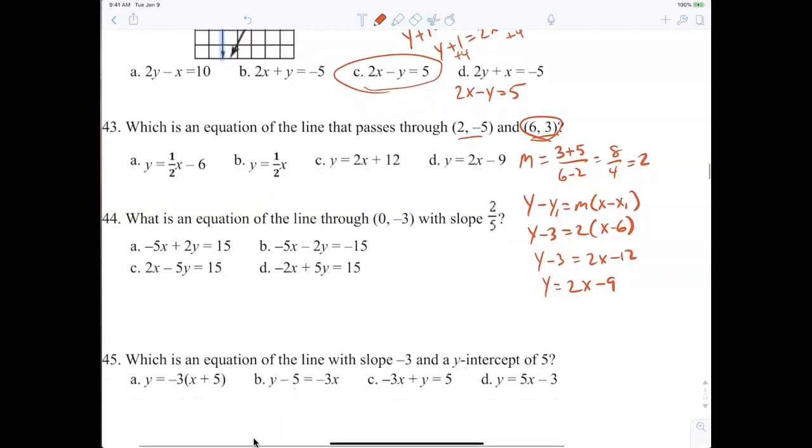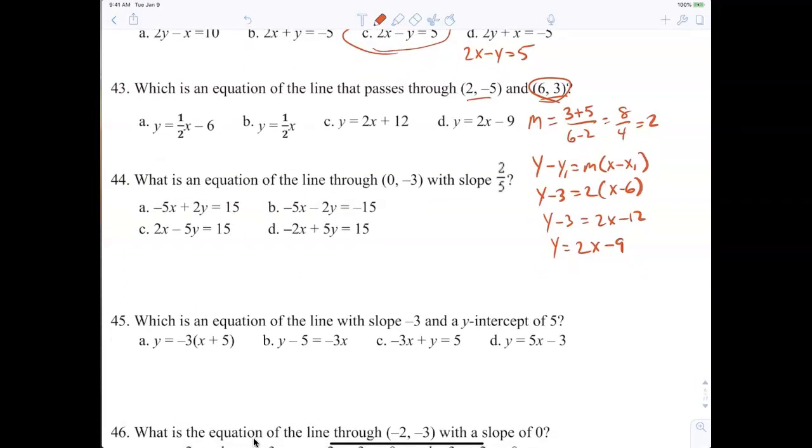Oh, but I just realized they want it in standard form. So if they want it in standard form, that means we have to move the x and y on the same side. No, actually, I'm looking at 44. Sorry. 2x minus 9 is my answer. All right, so you see what I'm saying. The correct answer here is D.